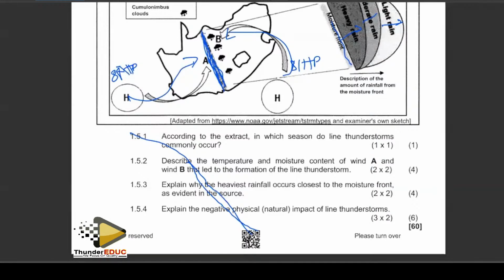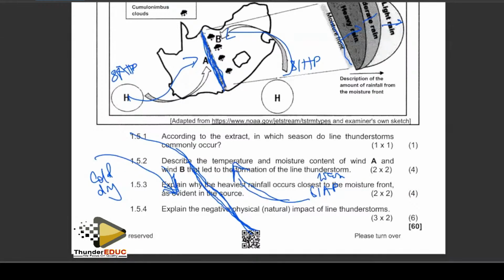So along this front, our moisture front, we are going to have cold air sinking. This is cold and dry air, coming from the South Atlantic high. And the warm and moist air coming from the South Indian high pressure is going to be forced to rise. So we are seeing there's undercutting here. This one is going under and this one is going up.